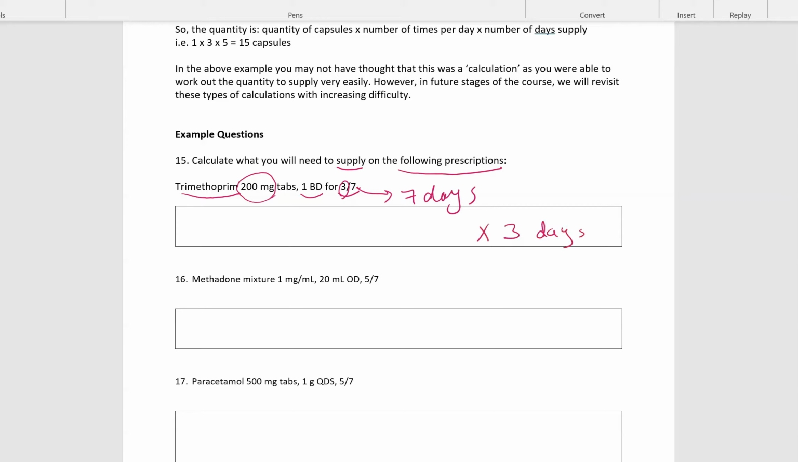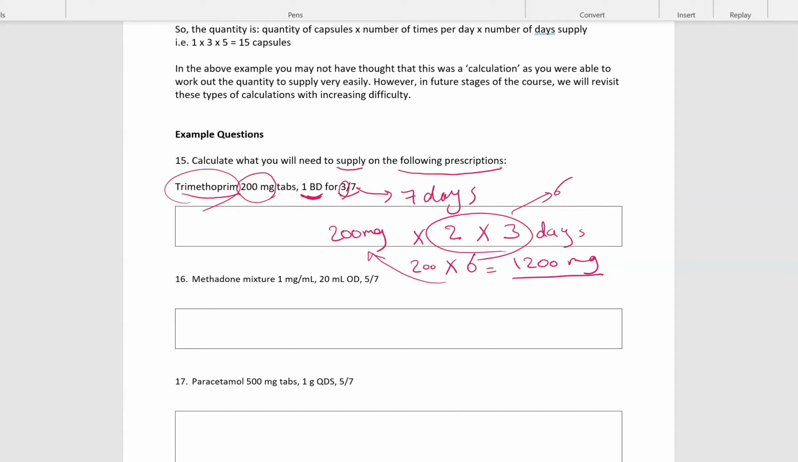In each day we need 2 doses, and in each dose we have 200 milligram. So 2 times 3 and 200 milligram. If they ask you about how many tablets, so 6 tablets.